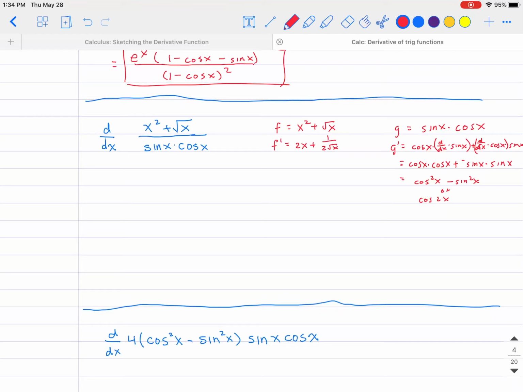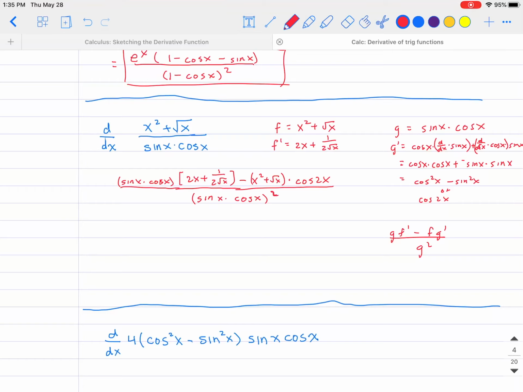This is again using the quotient rule. So it's going to be the following: g f prime minus f g prime, all over g squared. So the first part, g, that is going to be sine of x multiplied by the cosine of x. And then we have that multiplied by f prime, which is going to be 2x plus 1 over 2 root x. And then we have minus f, which is x squared plus square root of x. And then we have g prime, which we can use either one of those two forms, so I'll use the nicer, cleaner form. So that's going to be cosine of 2x then. And all of that is going to be divided by g squared, so that means it's going to be sine of x multiplied by the cosine of x, quantity squared.